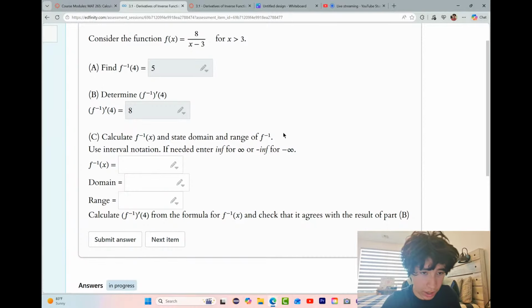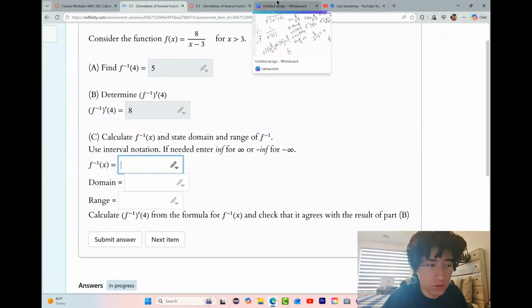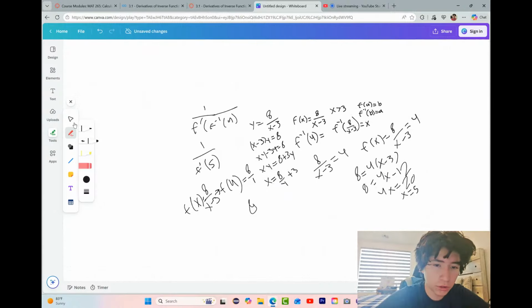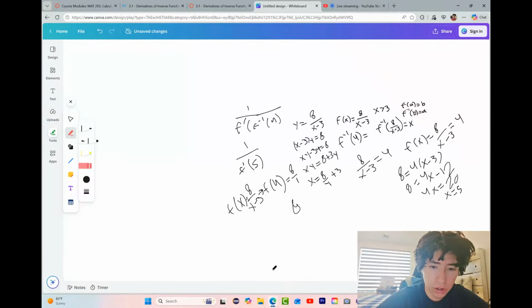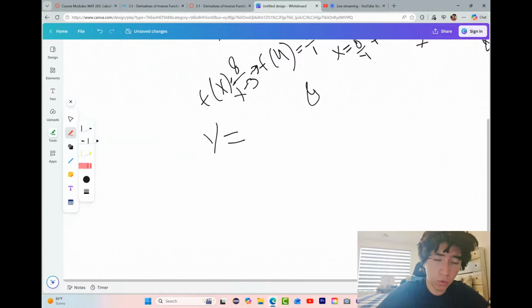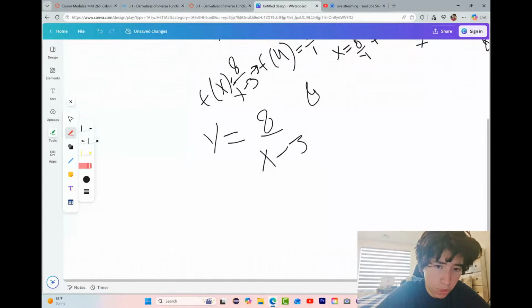Calculate f inverse of x and state the domain and range. All right, my favorite question. So, let's do it. Come on, here. So we have y equals 8 over x minus 3.